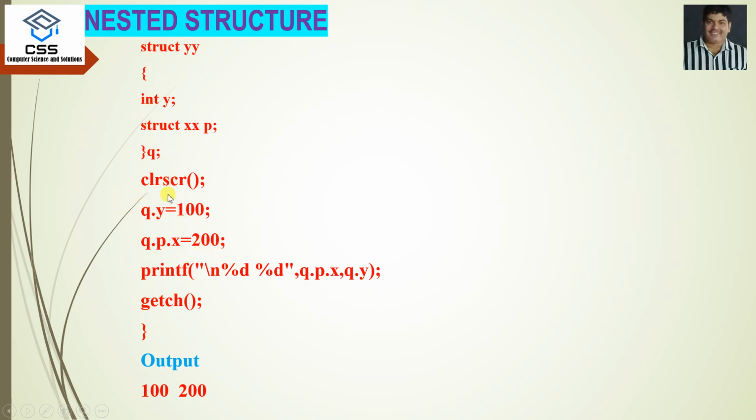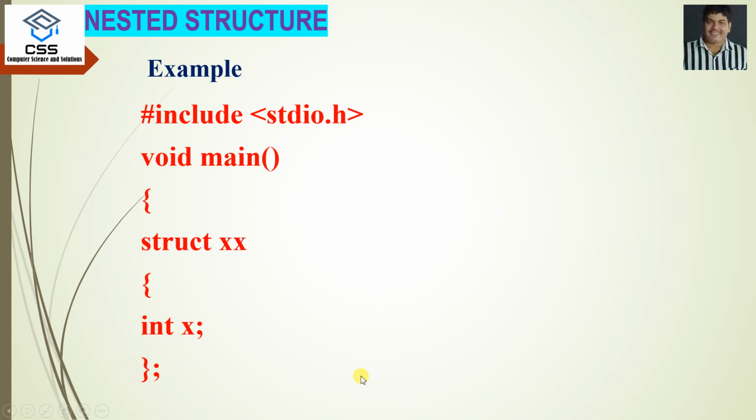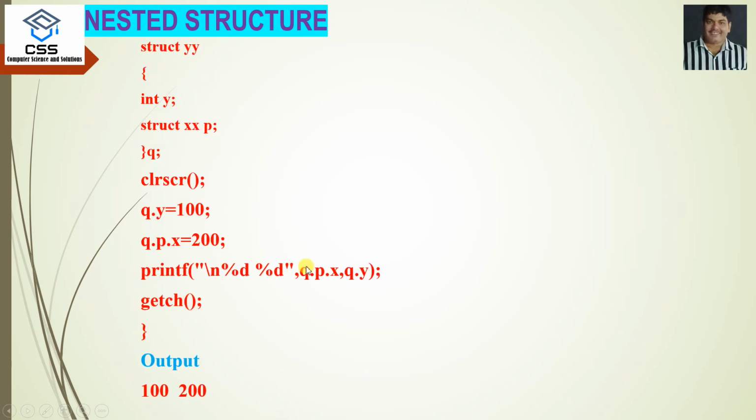Then the process in which we store the value, the process in that we have to access the value, that is the q dot p dot x, because q is the variable of yy, p is the variable of xx, and its element is what? The x. Then you have to write q dot p dot x.